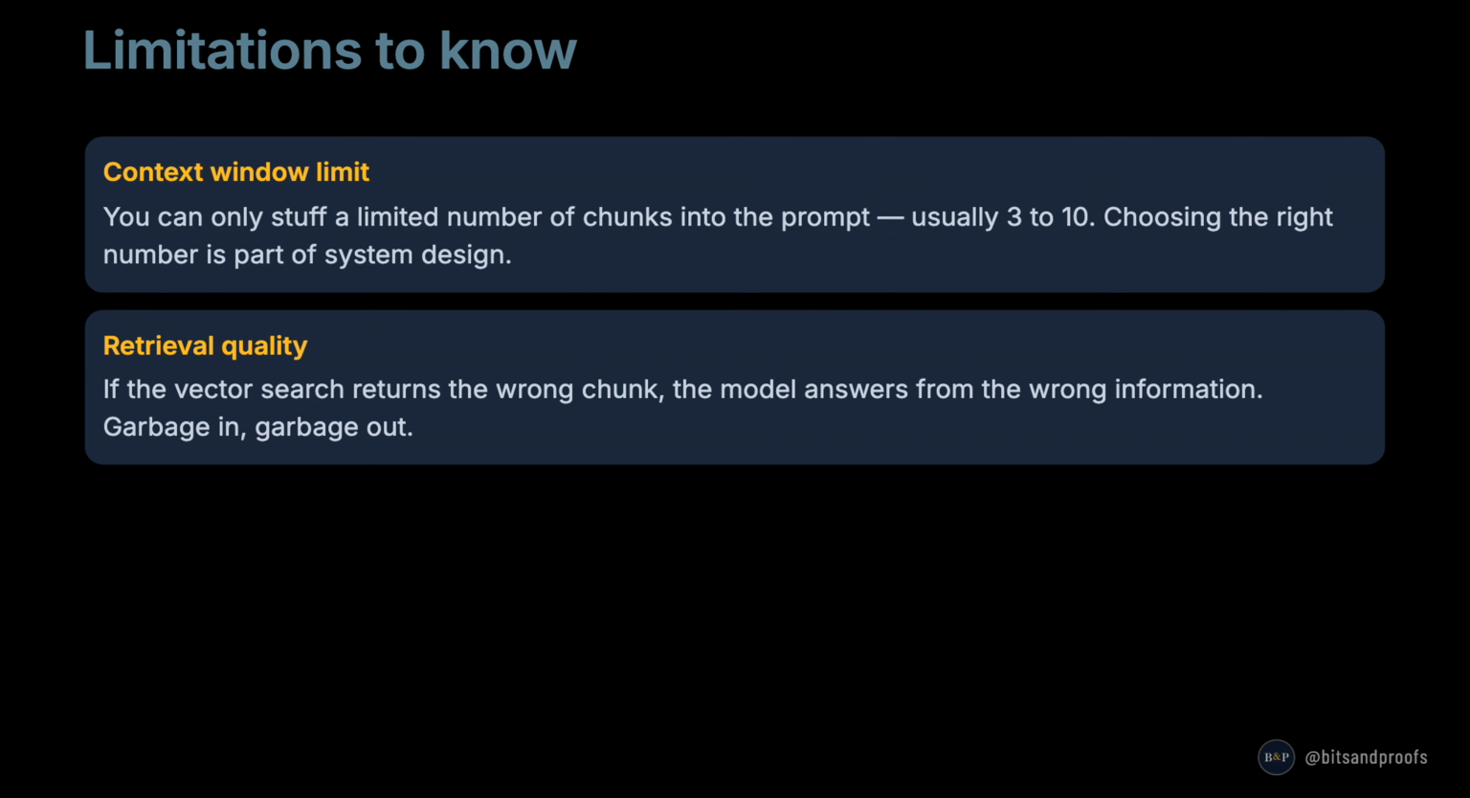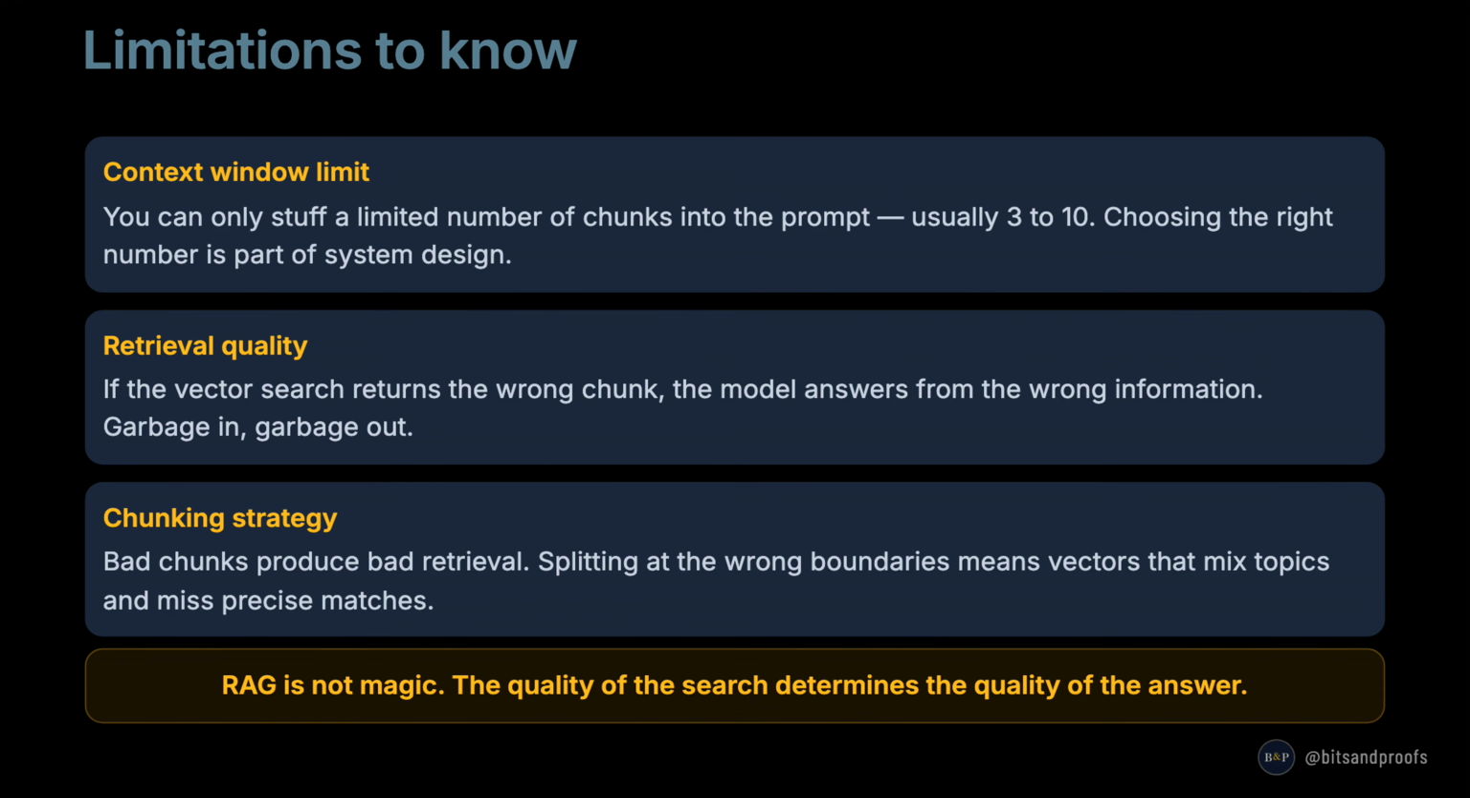Second, retrieval quality. If the vector search returns the wrong chunk, the model answers from the wrong information. The model cannot tell you the chunk was irrelevant. It just uses what you give it. Third, chunking strategy. Bad chunks produce bad retrieval. If your paragraphs mix too many topics or are too short to carry meaning, the search will fail. RAG is not magic. The quality of the search determines the quality of the answer.